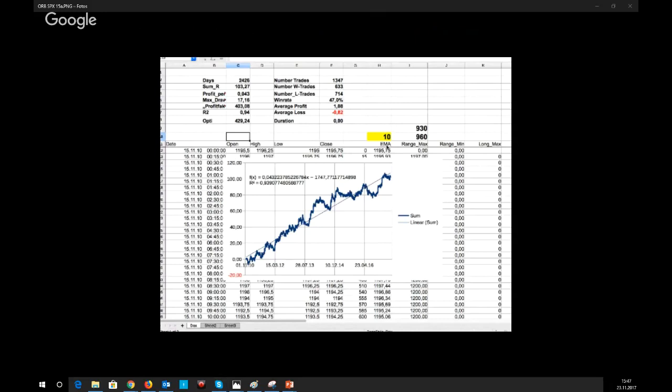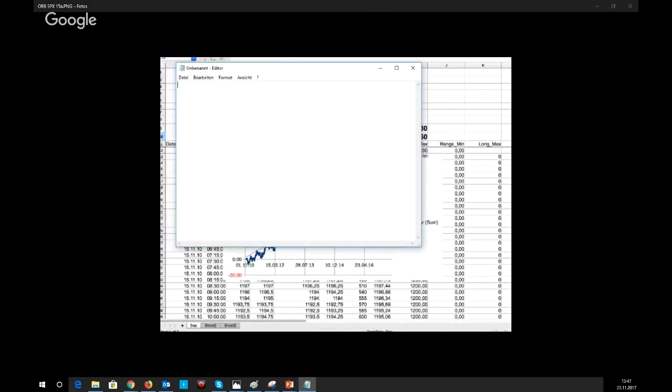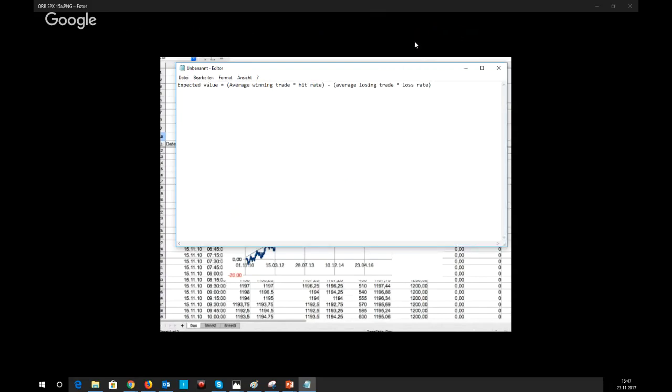So the expected value: you take the average winning trade multiplied with the hit rate, you subtract the average losing trade multiplied with the loss rate, and you get the expected value. Your target is to have a positive expected value, meaning you're making money out of every trade you're doing.